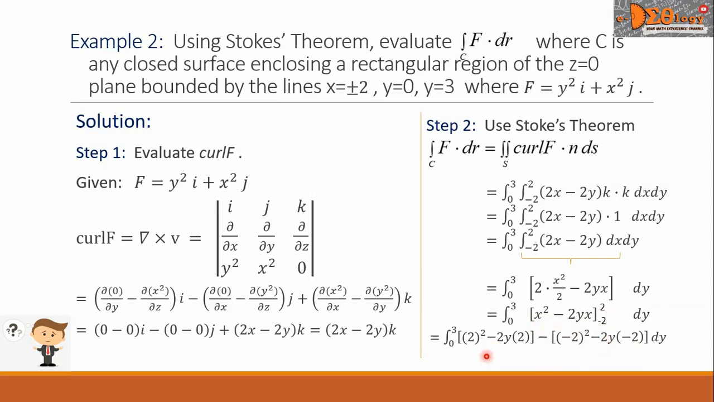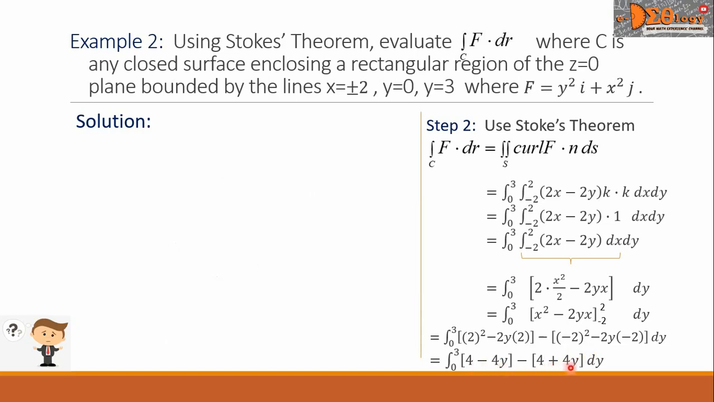Now let us simplify both groups. So we have here 4 minus 4y, minus the group 4 plus 4y. We can combine the two groups. And the simplified form will be negative 8y. So we'll get the definite integral from 0 to 3 of negative 8y dy. The integral of negative 8y will be negative 8 times y squared over 2. And we simplify this into negative 4y squared.